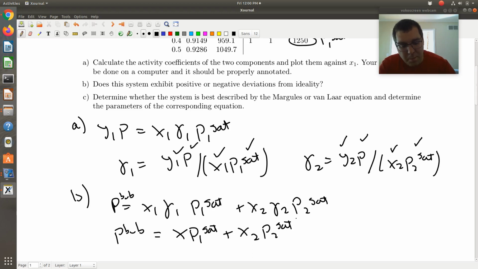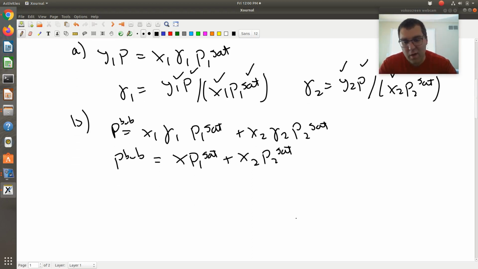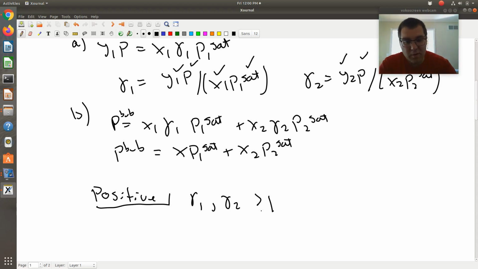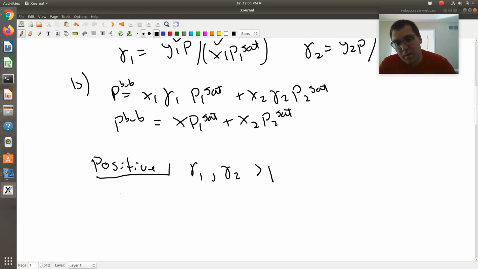Okay, so positive deviations from Raoult's law would correspond to when my actual bubble point pressure is greater than that of a corresponding ideal solution at the same composition. So I'd have gamma 1 and gamma 2 greater than 1. So it's going to correspond to gamma greater than 1.